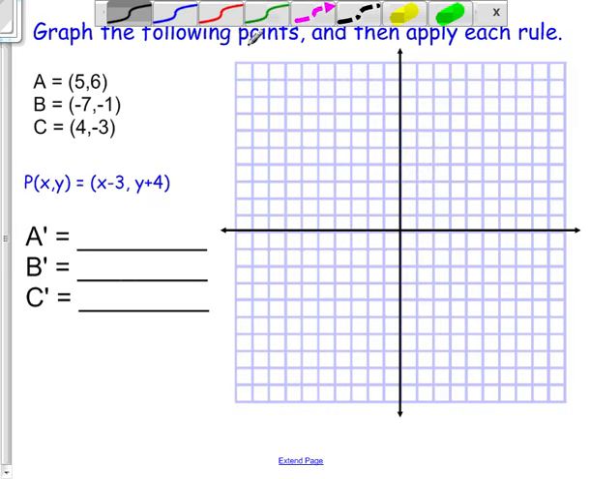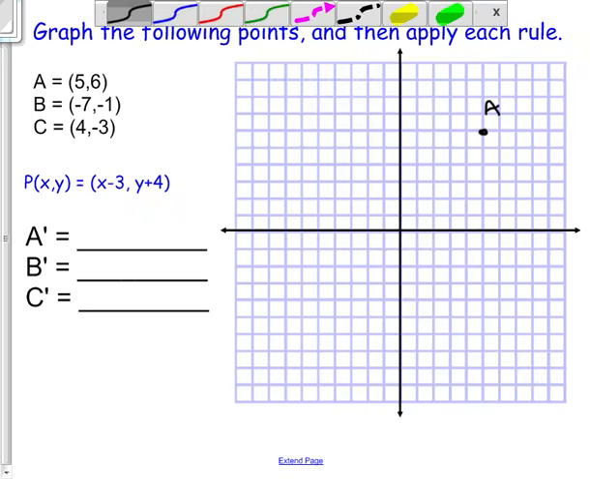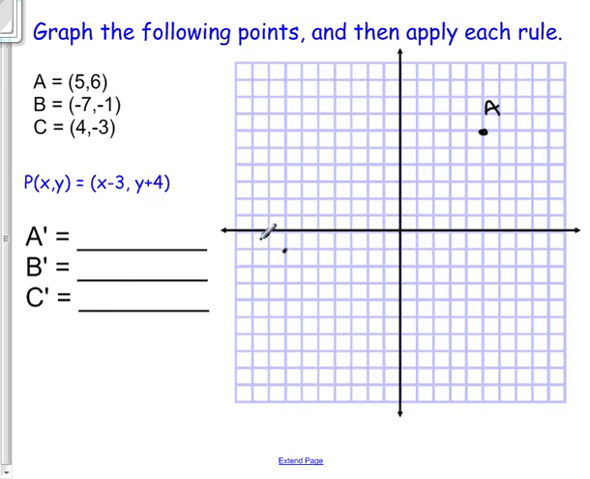So let's do that. (5, 6) would be 1, 2, 3, 4, 5, and then up 6. 1, 2, 3, 4, 5, 6 right there. Alright, so we'll make a little dot there. And that's our A point. Alright, oh, not prime, just A. Whoopsie. Okay, so then for B, we go (-7, -1). 1, 2, 3, 4, 5, 6, 7, 1. There's going to be our B.